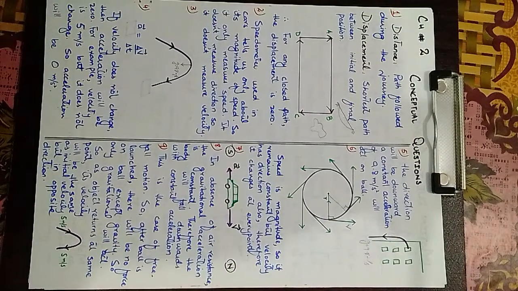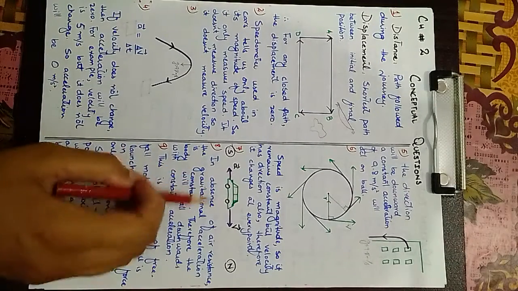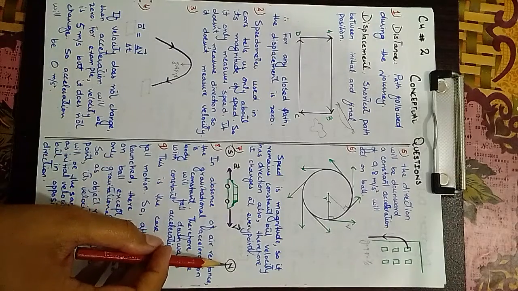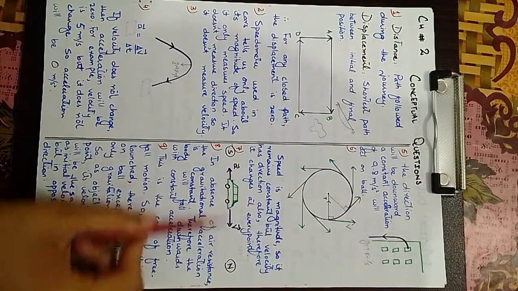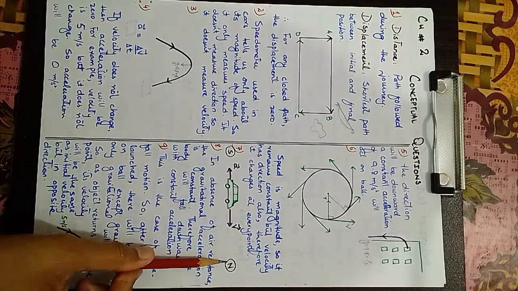Okay. Question number 7 says, can an object have a northward velocity and a southward acceleration? Explain. This is a simple case. If we take a car, right? The car is moving towards the north. Let's suppose this is the north direction. In this case, the car is moving towards the north. So the velocity is towards the north.